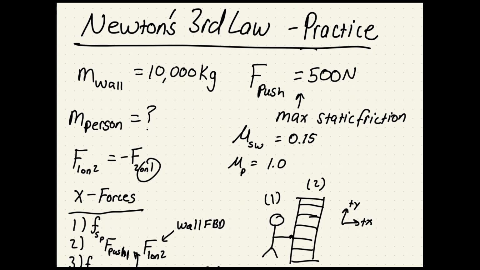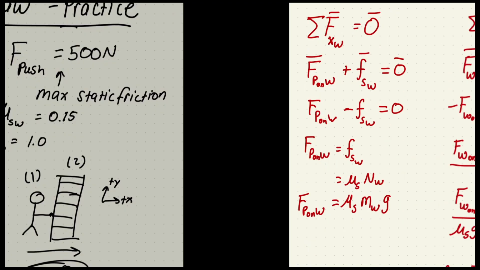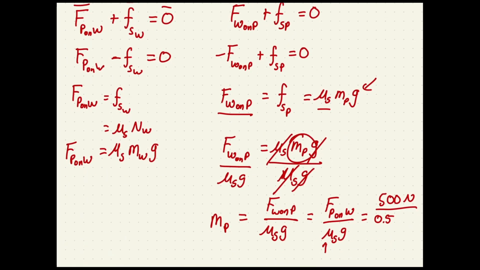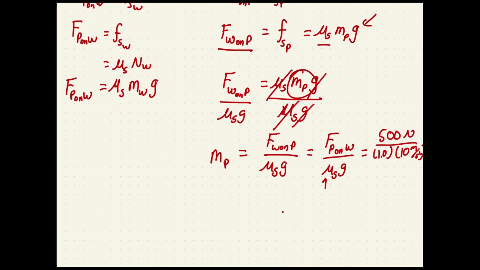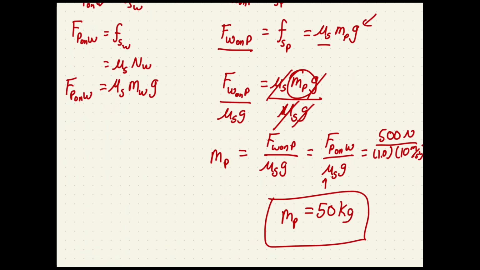Check. Oh, it was 1.0. Okay. So mu sub s is 1.0, g is 10 meters per second squared. If I do this calculation, I should get that the mass of the person is 50 kilograms. There we go.